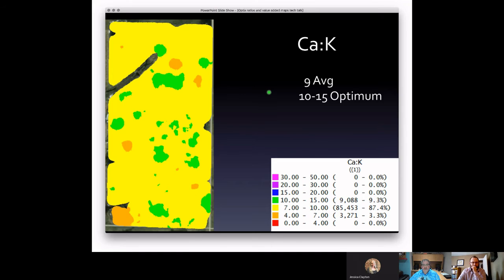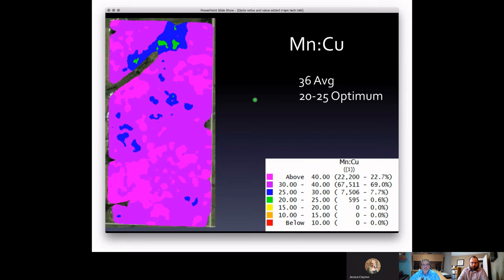Another map we look at, the calcium potassium map. We're averaging 9, and we need to be in the 10 to 15, so we're almost perfect. So if all of a sudden we go put on a whole bunch of calcium, we've got to make sure we take some potassium with it, especially when you're looking at calcium from a lime application in tons per acre, not just pounds an acre of something else.